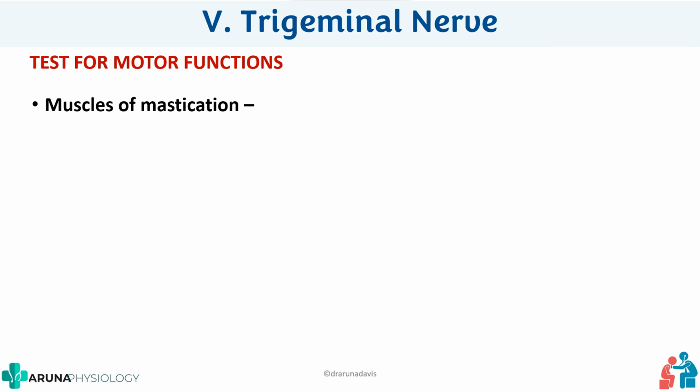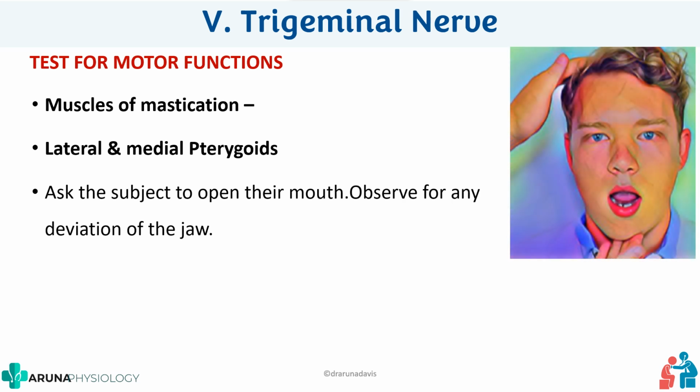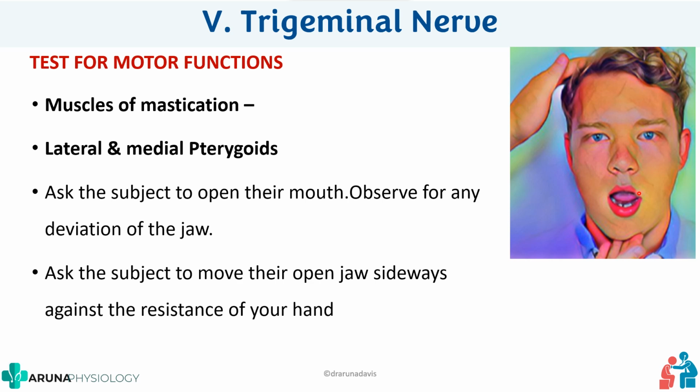And finally, we've got the lateral and the medial pterygoids. The lateral and medial pterygoids are meant for opening of the mouth. So you can ask the subject to open the mouth and observe for any deviation of the jaw, and also ask the subject to move the jaw sideways against the resistance of your hand. So that is how you test for the muscles of mastication.